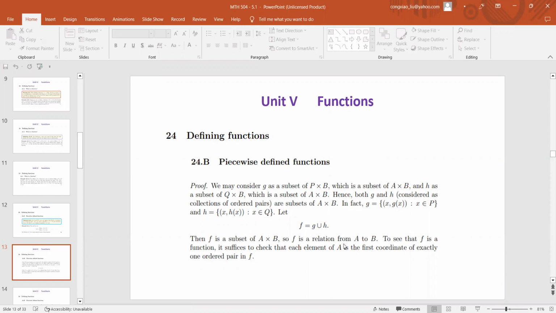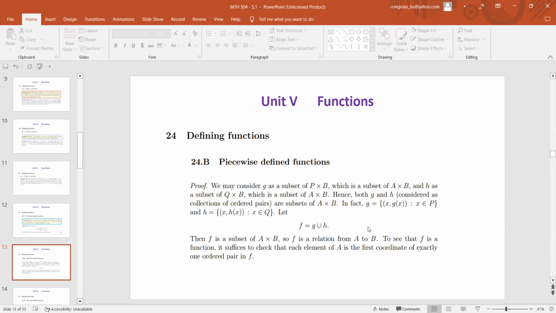So that means F is a relation from A to B. That's the definition of relation: a subset of A cross B is called a relation, remember? You just take some elements in A paired with some elements in B, and you get a bunch of pairs. You can define any such collection of pairs as a relation. So it's a relation from A to B.